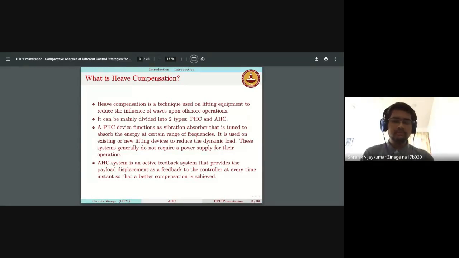Talking about what active heave compensation is, it is an active closed-loop feedback system that provides the payload displacement as a feedback to the controller at every time instant so that an improved compensation is achieved. So it's like saying that if you want to keep a payload regulated under the water, if your primary objective is to keep the position control, then an ideal choice would be to use an active heave compensation system. If your primary objective is to make the force in the cable to which the payload is attached constant, then you need to use passive heave compensation.